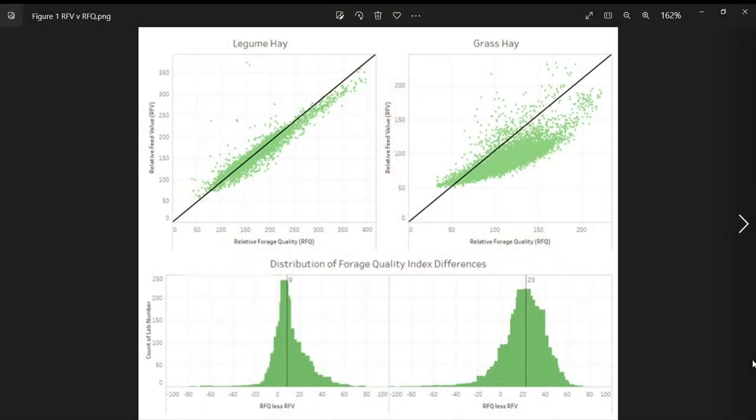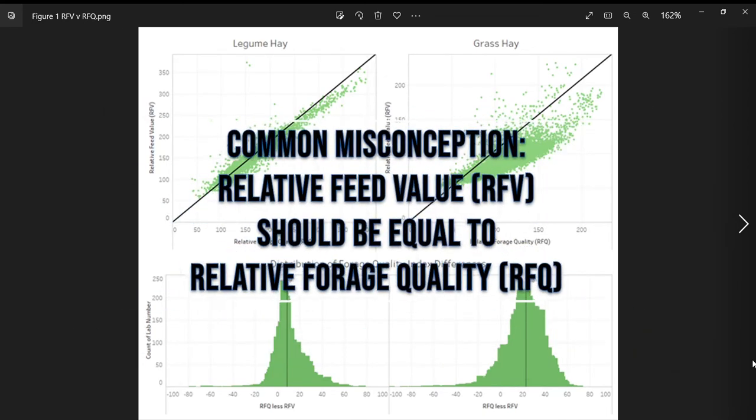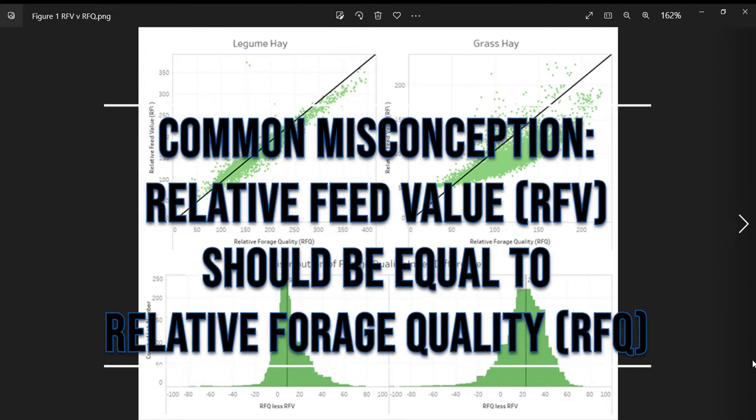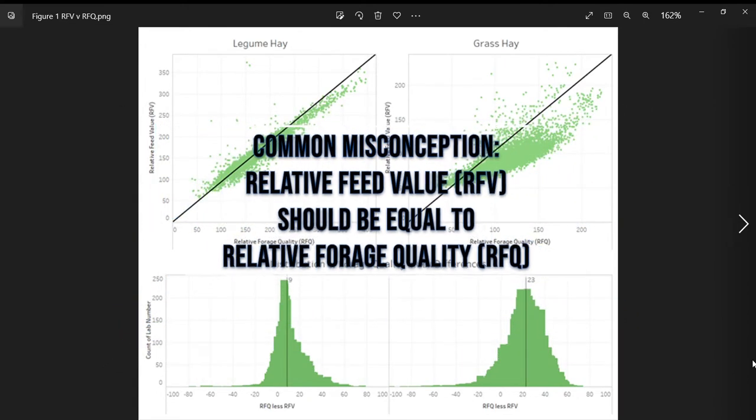I'm the professional animal scientist here at Ward Laboratories, and today I'm going to use our very own data from samples that were run using the NIRS Forage and Feed Testing Consortium equations to explain a very common misconception that relative feed value should be equal to relative forage quality.